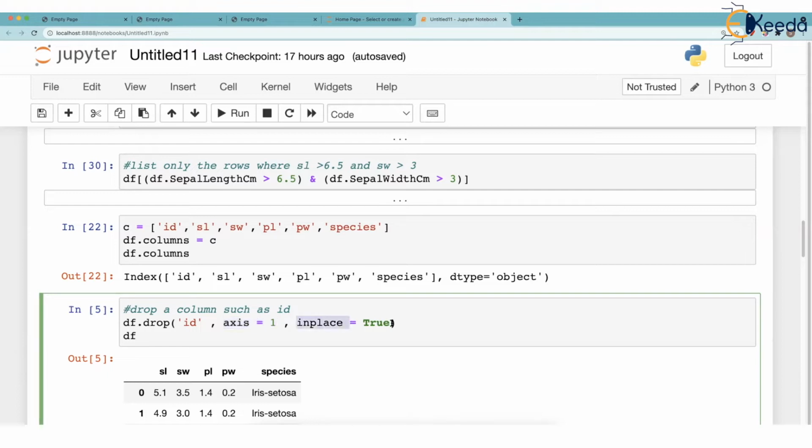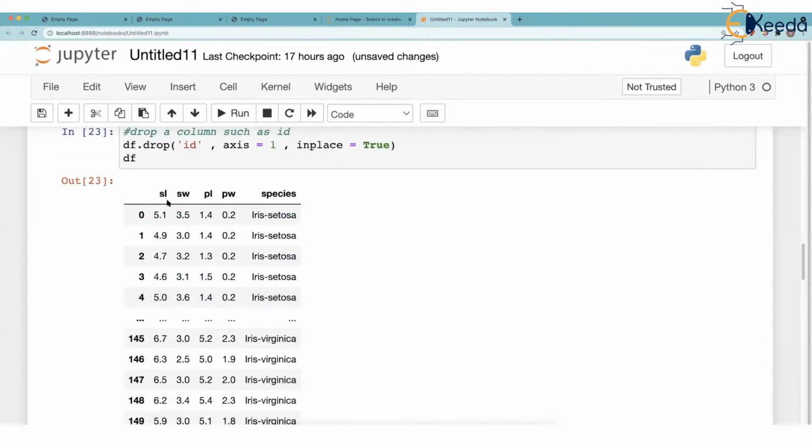What was that inplace equal to true? This change should be permanently registered in DF. If you don't give this inplace equal to true, then the change will be temporary, or the column will be deleted but not from DF. DF will then sustain that particular column later on. Inplace equal to true will permanently change the DF such that now DF does not contain the ID column.